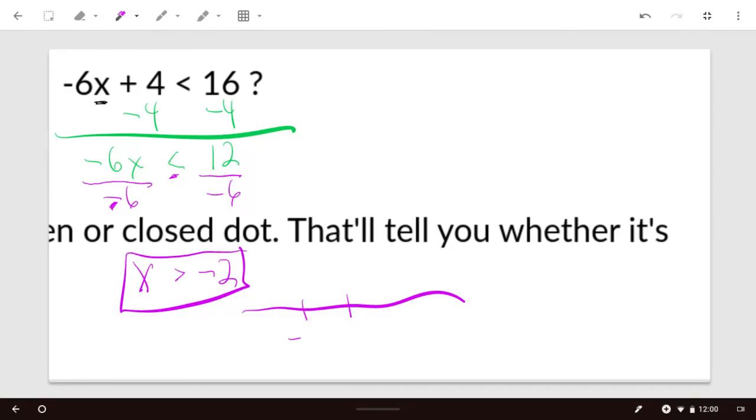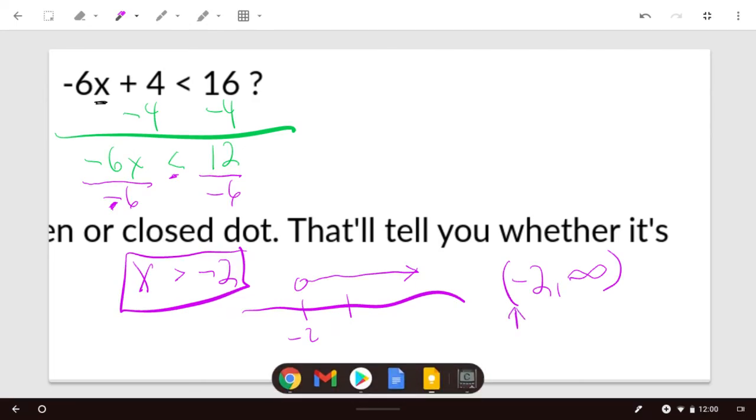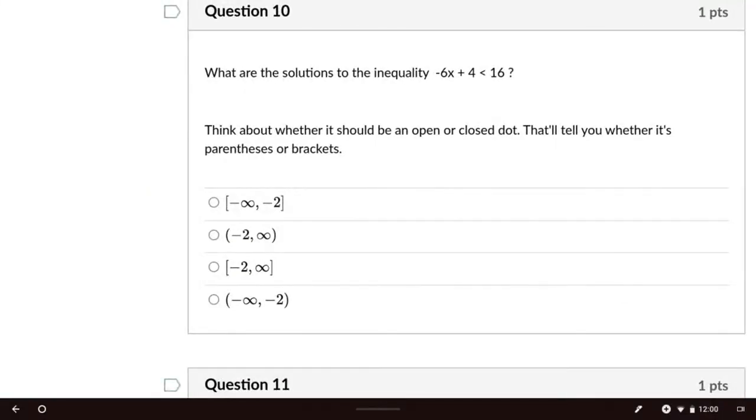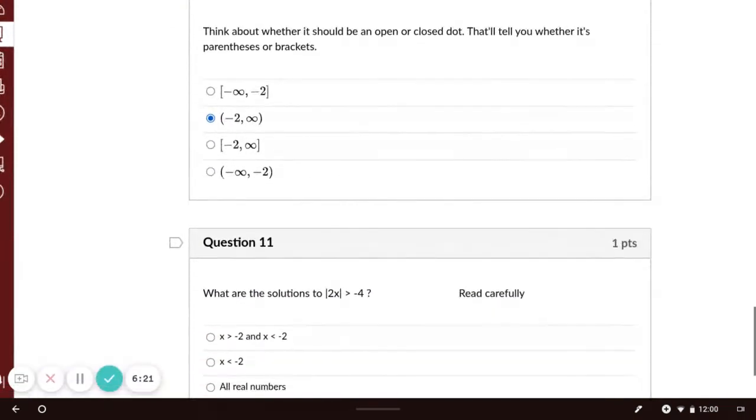So if I had my number line, it'd be an open dot at negative 2 going to the right. All right. So for interval notation, this is going to be negative 2 to infinity. But see, we're not including the negative 2. That's why it has the parentheses on it. Okay. So negative 2 to infinity would have been option B in this case.